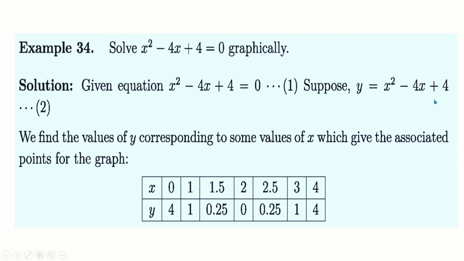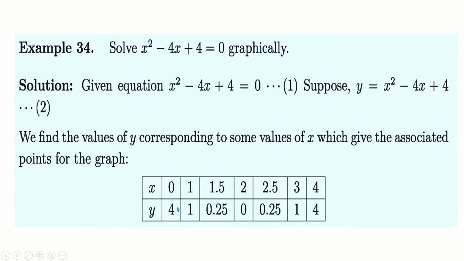When x is equal to 2, then y is equal to 0. When x is equal to 2.5, y is equal to 0.25. When x is equal to 3, y is equal to 1. That means 9 - 12 + 4: 9 plus 4 is 13, minus 12 gives plus 1. When x is equal to 4, y is equal to 4. That means 16 - 16 cancels, and only +4 remains.